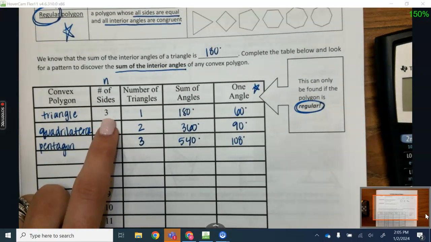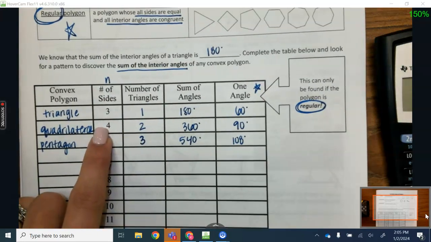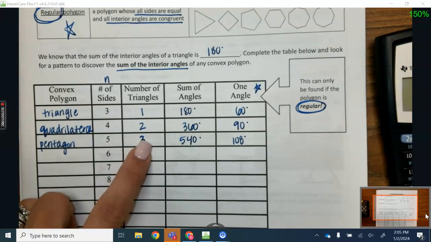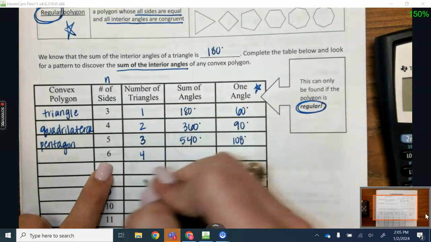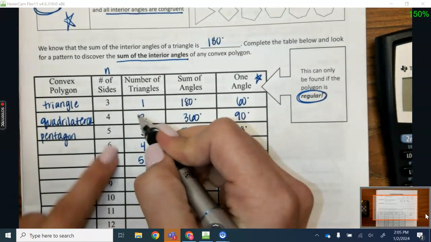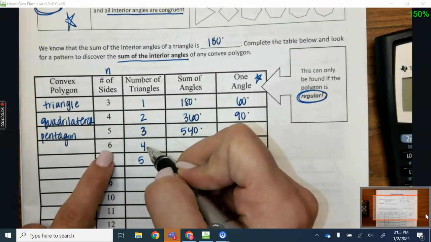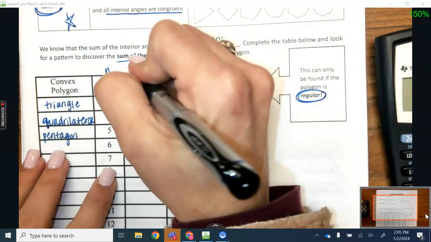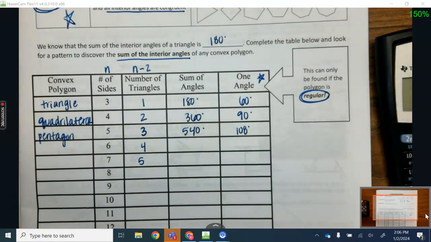If I have 3 sides, I have 1 triangle. If I have 4 sides, I have 2 triangles. If I have 5 sides, I have 3 triangles. If I have 6 sides, I have 4 triangles. If I have 7 sides, I have 5. So if I look at the relationship from 3 to 1, 4 to 2, 5 to 3, so on and so forth, I'm taking the number of sides and I'm subtracting 2 every single time.